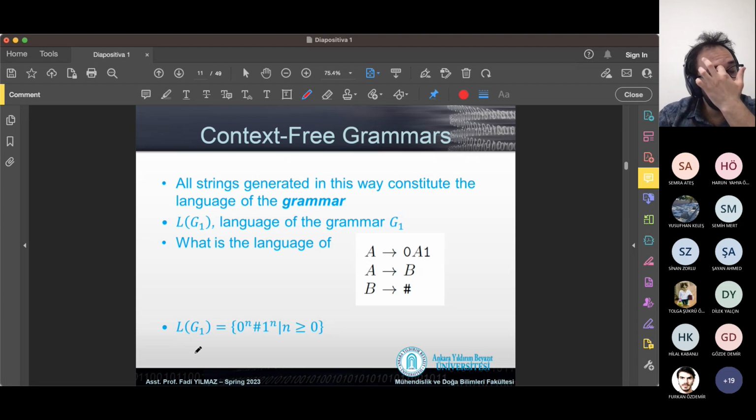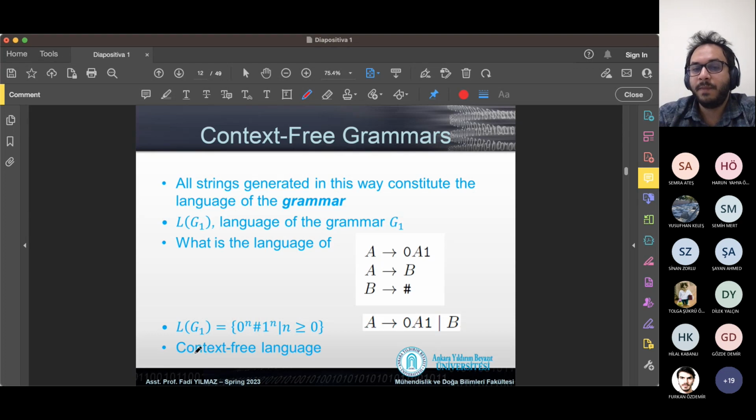So this is another way to represent languages. But I think you can see that already, right? We can show more languages with context-free grammars than we can show with the regular languages. Okay? This is a context-free language.